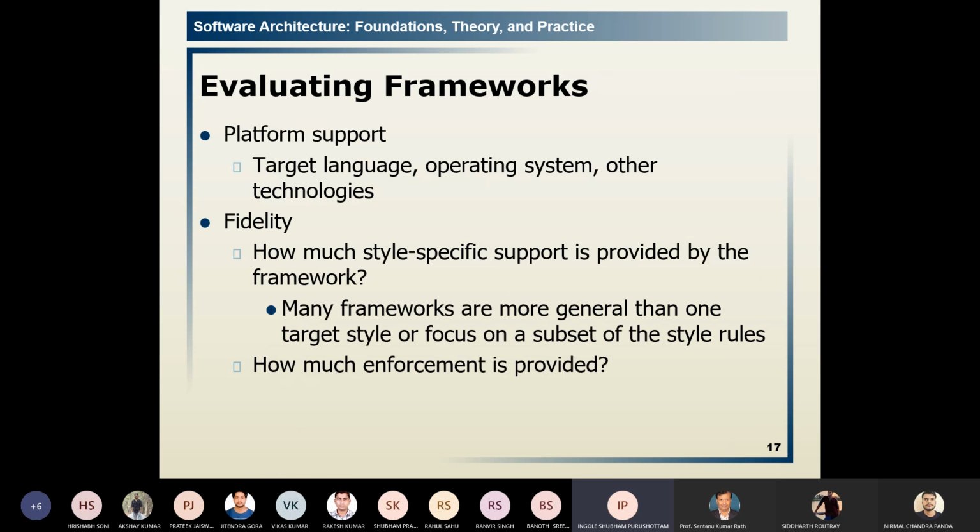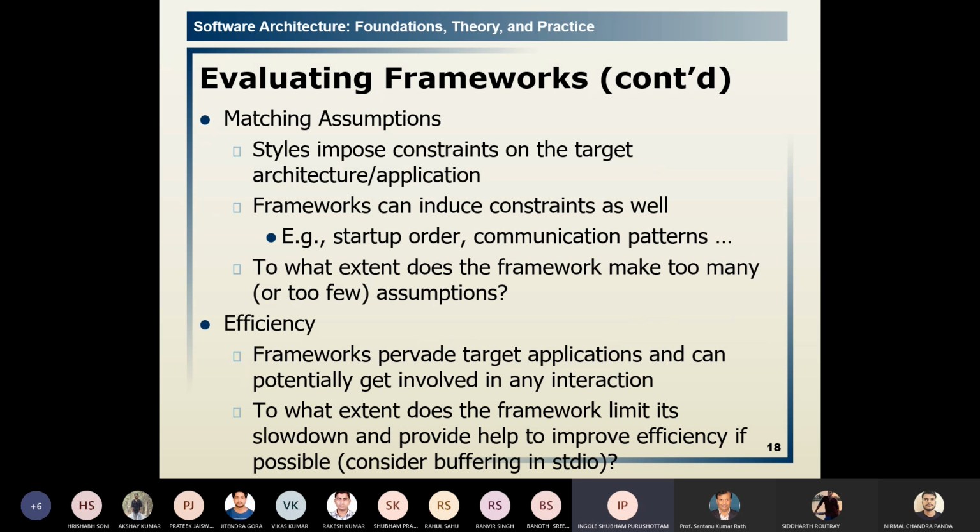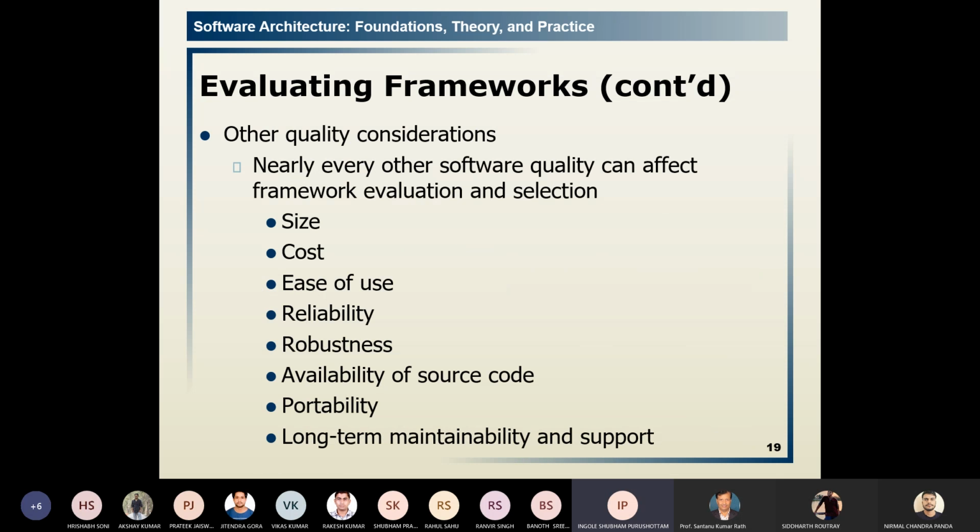We have platform support: what target languages it supports, operating systems. We have fidelity: how much style-specific support is provided. The third one is matching assumptions, like frameworks can induce their own constraints. And the fourth one is efficiency: how efficient is the framework? And there's one more point, other quality considerations for evaluating a framework.